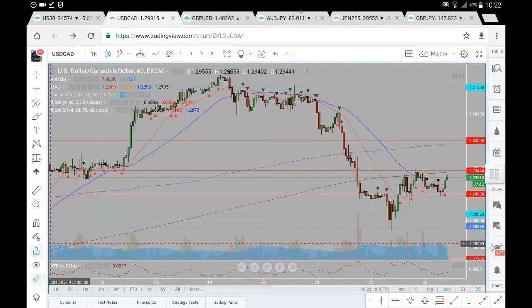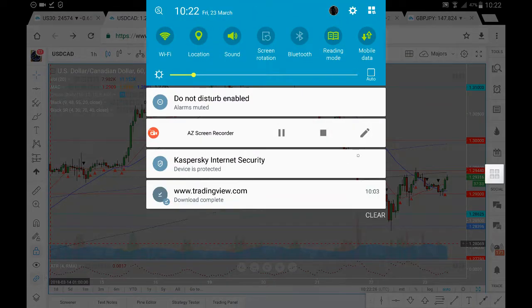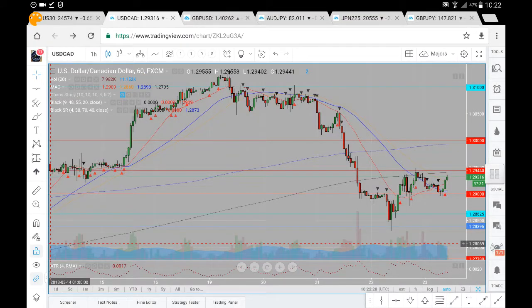So this is USDCAD analysis for Friday, the 23rd of March. Now, let's just have a look at the prices and where prices may likely go. So as we can see, we've had a pretty strong, persistent sell-off here in the US dollar against the CAD.